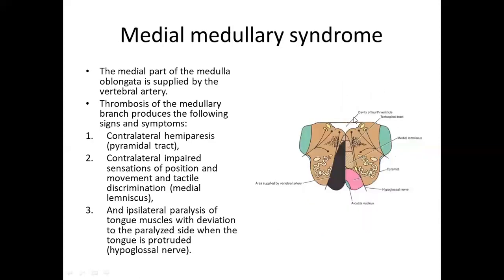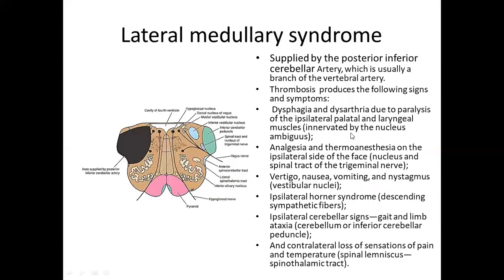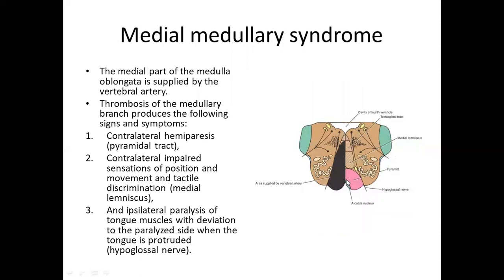Firstly, the medial medullary syndrome. In the medial medullary syndrome, the medial part of the medulla oblongata, which is supplied by the vertebral artery, gets thrombosed. If the vertebral artery gets thrombosed, then this area will be affected. So what are the features present in this medial part? Mainly the corticospinal fibers will be affected. The medial lemniscus will be affected. The tectospinal fibers will be affected, and the MLF might be spared. And the gray matter which will be involved is the hypoglossal nucleus.